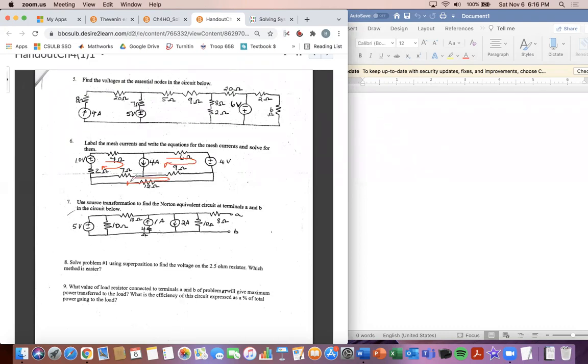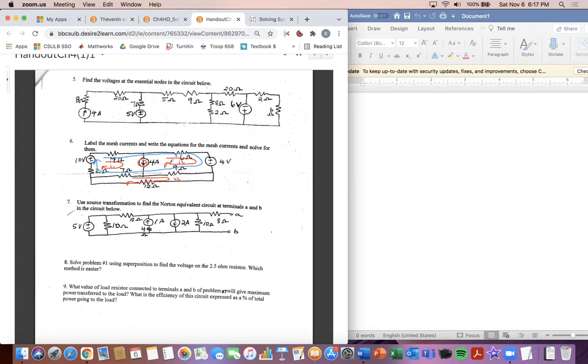Remember when I told you guys to form a super mesh, and that occurs when there's a current source between two meshes? Look right here, there's a current source between I1 and I2. So we're going to have to form a super mesh of the combination of I1 and I2. We'll also have our loop I3. I'll just draw that over here. Our super mesh is going to look like this. It's going to start here and go here. And then we're going to make a third equation for that current source.